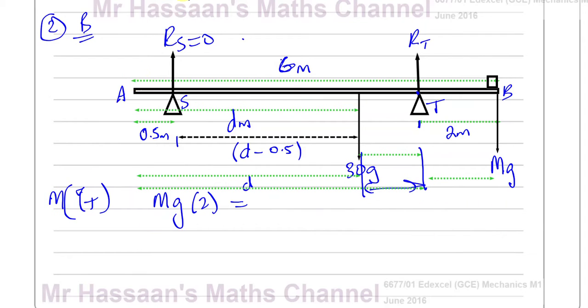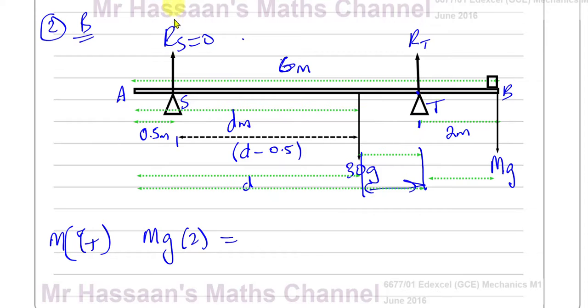Let me move these things out of the way a bit. I know from there to there is 4 meters, and from there to there is d meters. So this is going to be 4 minus d. That's 2 meters, that's 6 meters, so that's 4 meters, and from there to there is d, so this distance is 4 minus d. So it's going to be equal to 30 times g multiplied by 4 minus d.